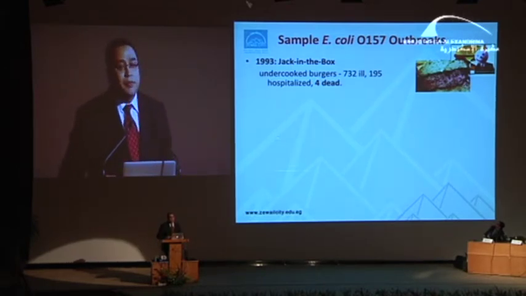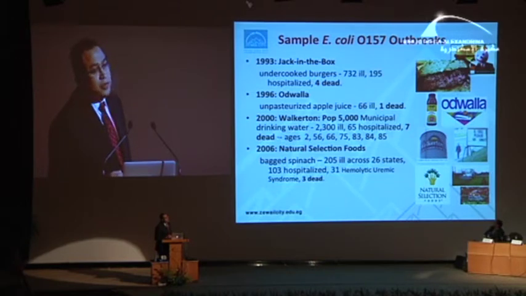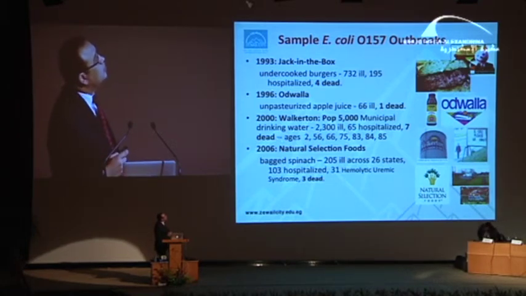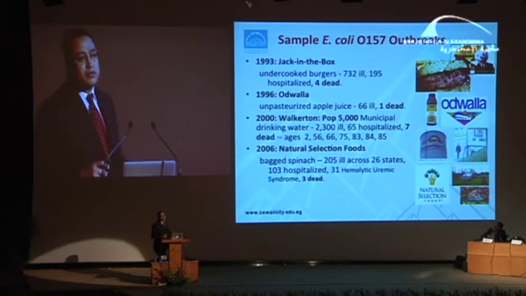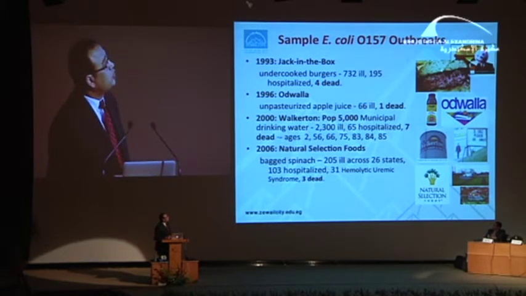We all hear that there are many outbreaks with such microorganisms, and I'm going to present only a few examples for E. coli which have been reported in the USA. In 1993, there was an outbreak. People ate sandwiches from a Jack in the Box restaurant in Washington State, and about 732 people got infected and ill, and 195 were hospitalized, and 4 people died from this infection.